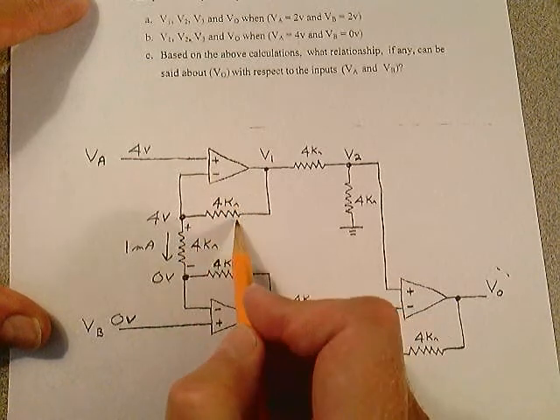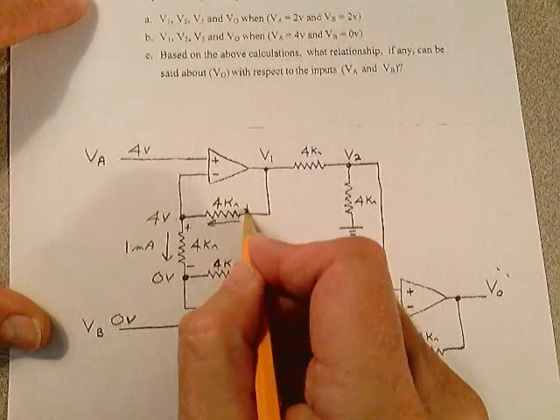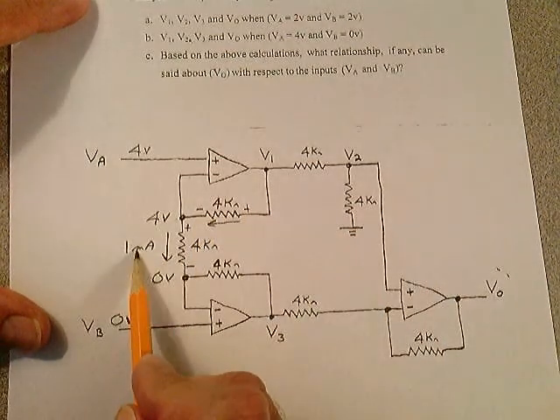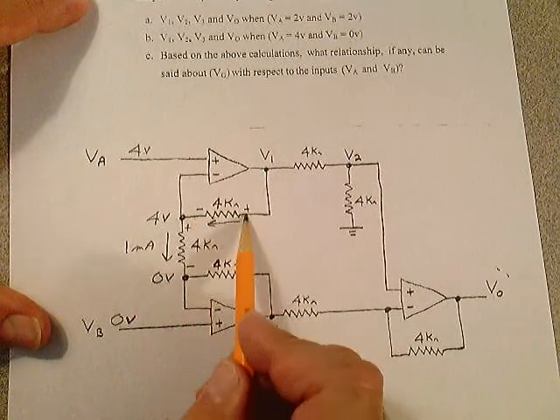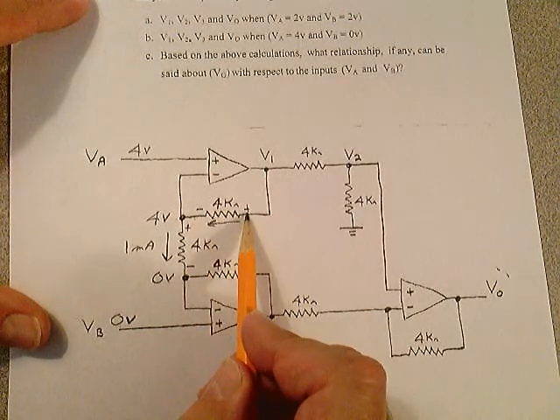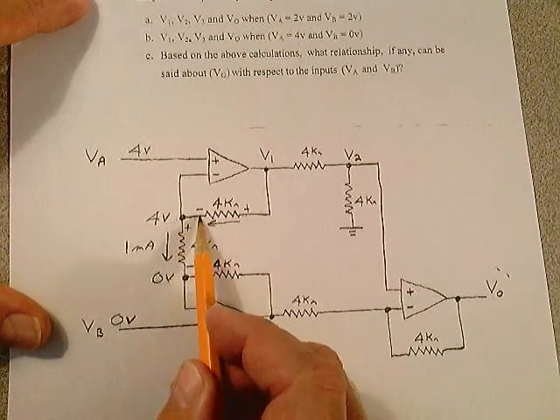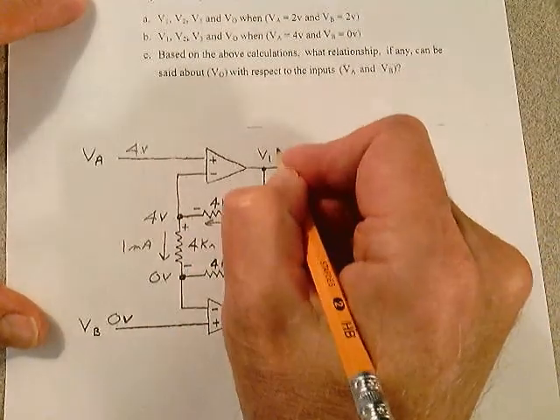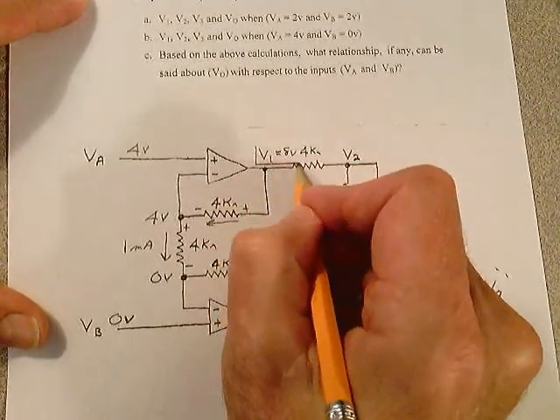So that current has to be coming from here, from this output V1, plus to minus. So if 1 milliamp is flowing through that 4 k ohm resistor plus to minus, that's a 4 volt drop there, from minus to plus. So if you have 4 volts here and you come up another 4 volts, V1 equals 8 volts. There's your V1.